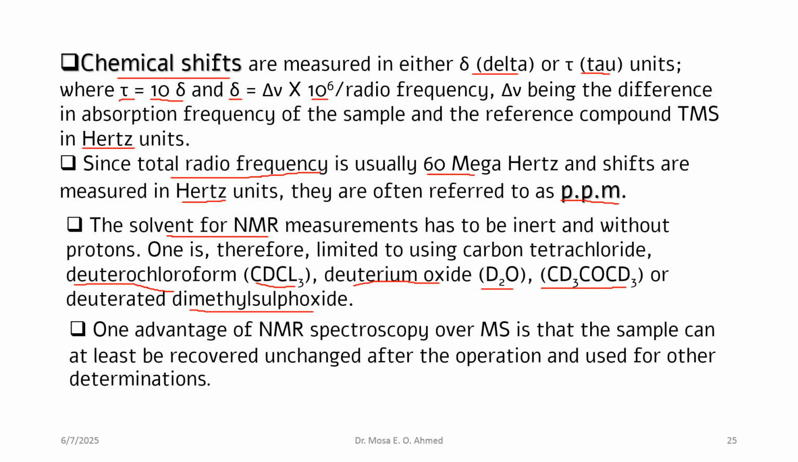When comparing NMR to mass spectrometry (MS), the advantage of NMR is that the sample can be recovered and used for other analyses or other tests, while in MS the sample may be damaged or deteriorated and not useful for further analysis.